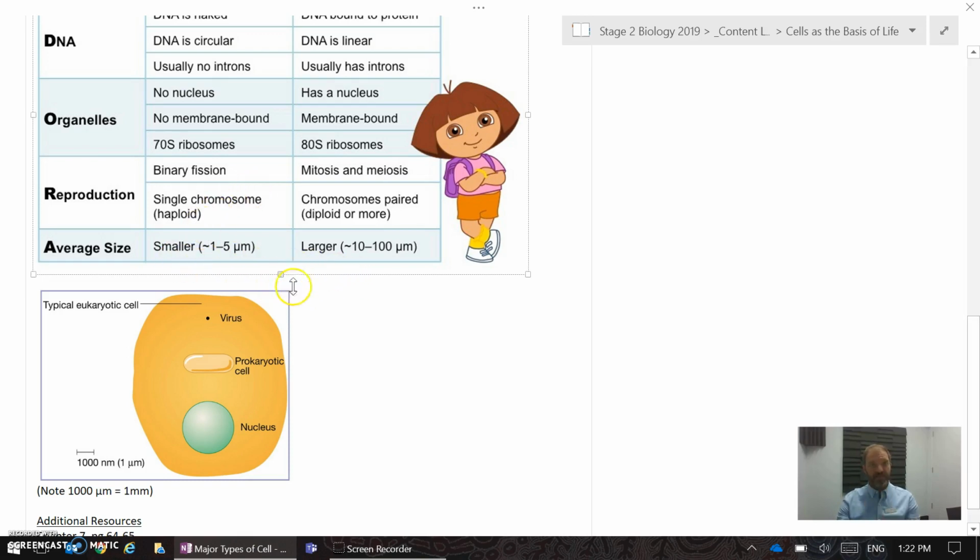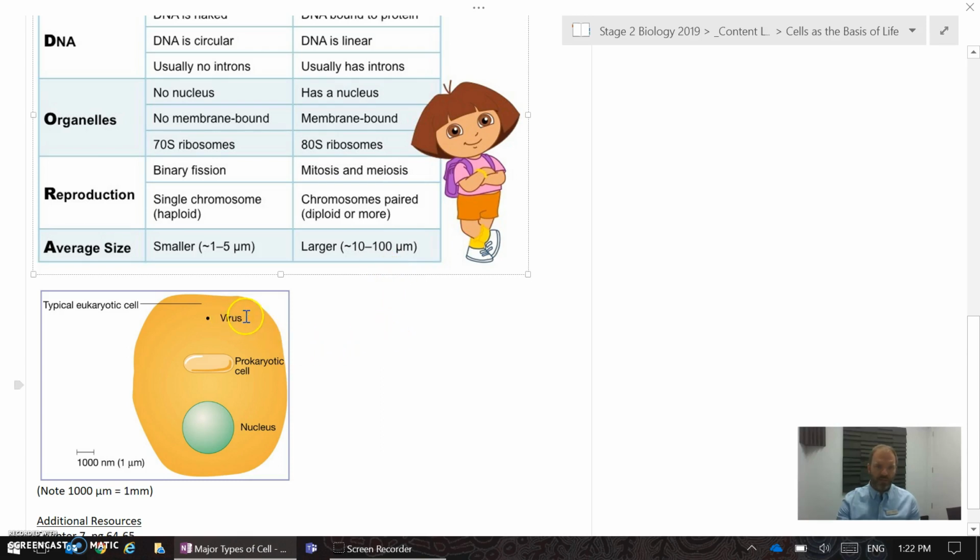Finally, in terms of size, we can look at this scale diagram here. Prokaryotic cells, fairly small. This is like a rod-shaped bacterial cell. Eukaryotic cells, usually much larger. So 1 to 5 micrometers. So that mu is a Greek letter that means a millionth of a meter. So a millimeter is a thousandth of a meter, and mu is a millionth of a meter. So 1 to 5 micrometers, whereas this is 10 to 100.